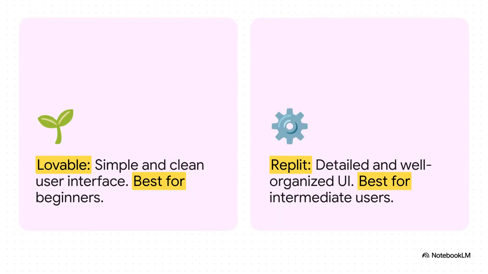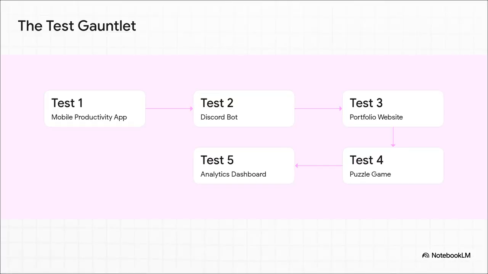When you open up Lovable, its interface is just simple. It's clean, it's straightforward, and it's absolutely perfect for beginners. Replit, on the other hand, you can immediately tell it has a bit more under the hood. It feels more detailed, very well organized, and it's probably a better fit for users who already have a little bit of experience. So, to make this a really fair fight, we put both tools through a 5-part gauntlet.